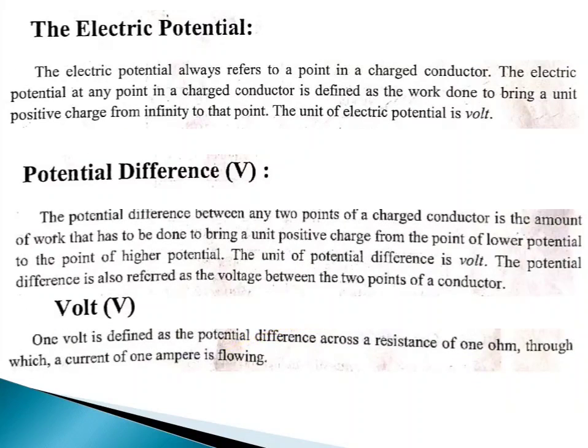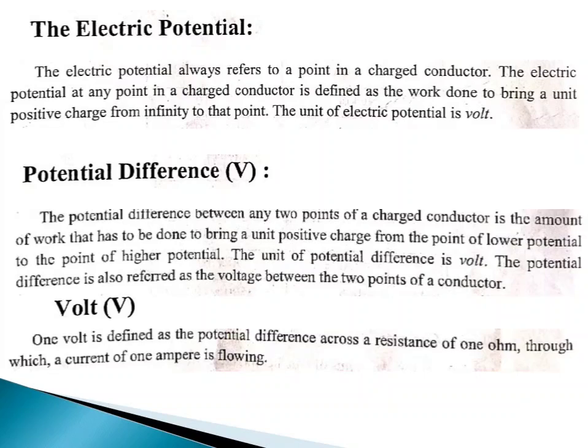Now let us discuss what is electrical potential. The electrical potential of a charged conductor is defined as the work done to bring a unit positive charge from infinity to that point. It is called the electric potential. The unit of the electric potential is the volt.